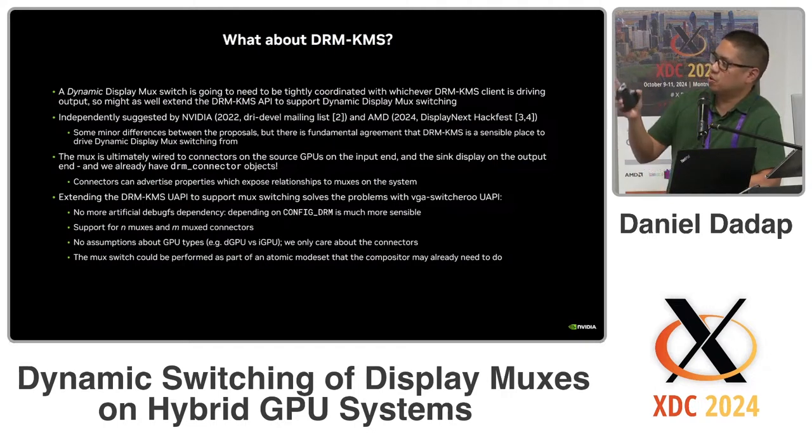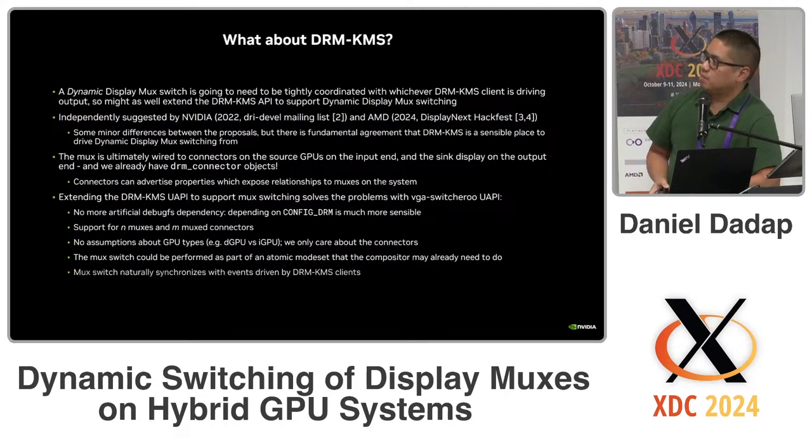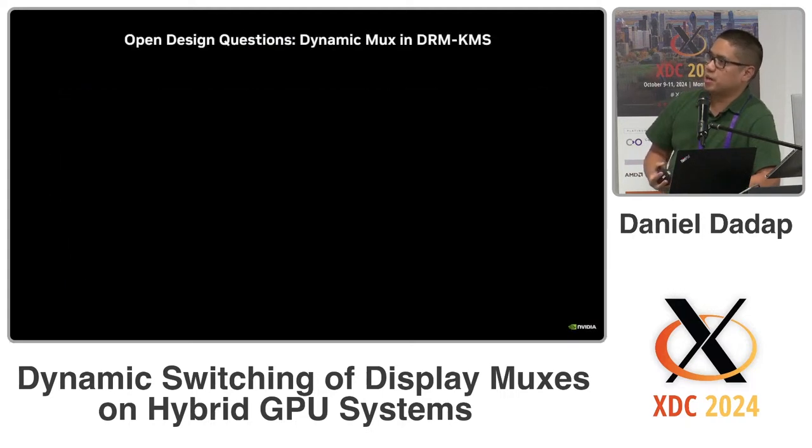And also, the compositor or other mode setting client might already need to do an atomic mode set. So you could make the mux switch request become part of that atomic mode set request. And also, with vga-switcheroo, we talked about there's no natural synchronization point. With DRM-KMS, you naturally synchronize things that are happening in the mux switch with events that the DRM-KMS client is actually driving.